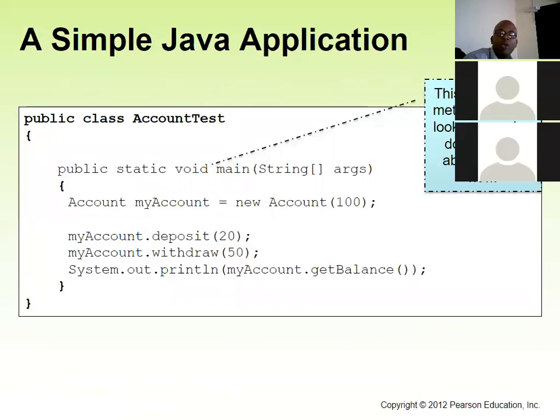What is the result of that? My balance will become 120. Then I call myAccount.withdraw(50). What should be the result of that? My balance gets modified to 70.